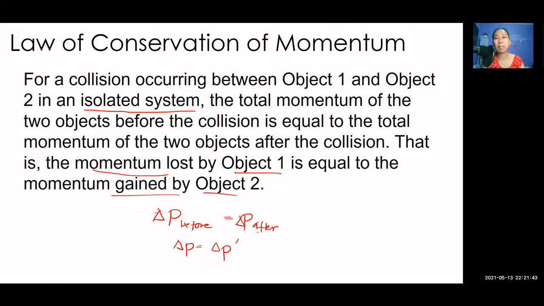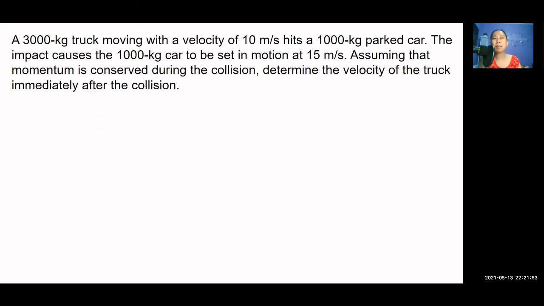So now, gamitin natin tong formula na to sa pag-solve ng physics problems involving collisions. A 3,000 kg truck moving with a velocity of 10 meters per second hits a 1,000 kg parked car. So the impact causes the 1,000 kg car to be set in motion at 15 meters per second. Assuming that momentum is conserved during the collision, determine the velocity of the truck immediately after the collision.